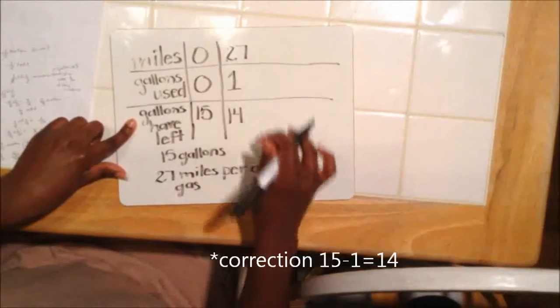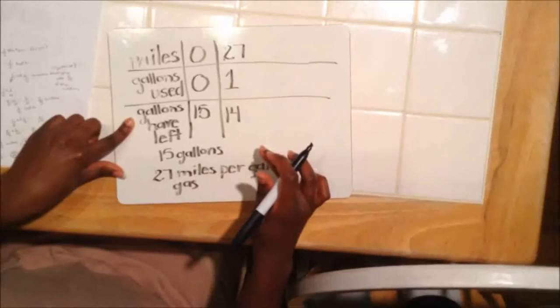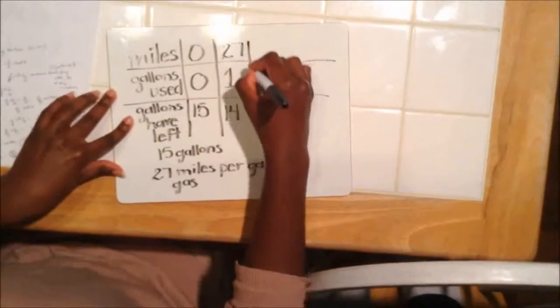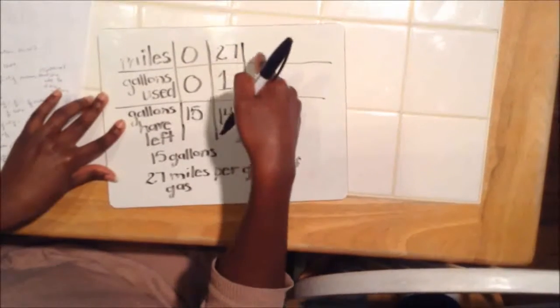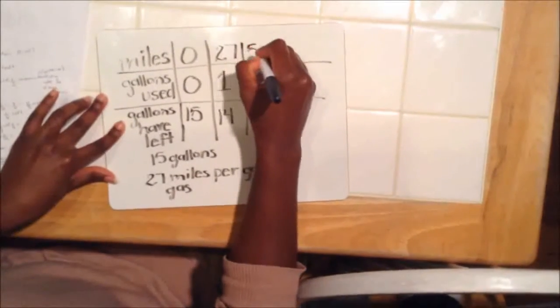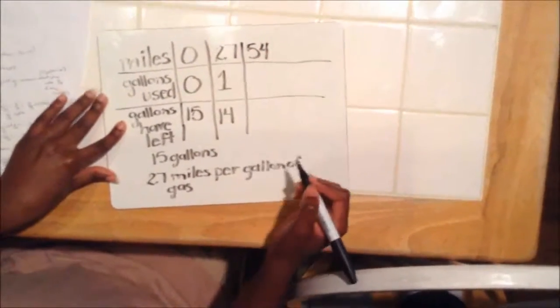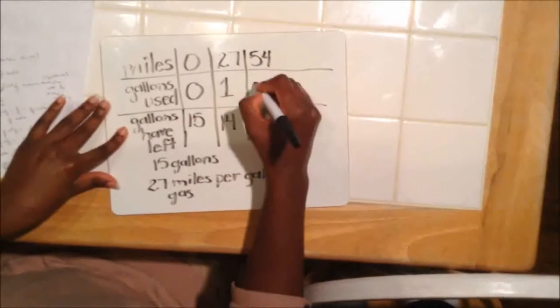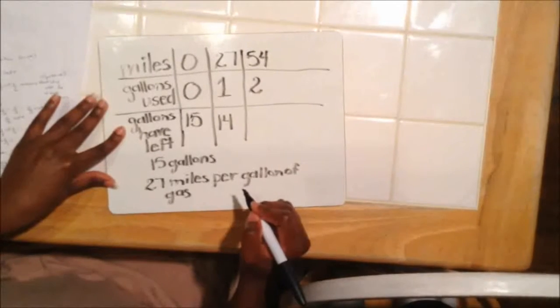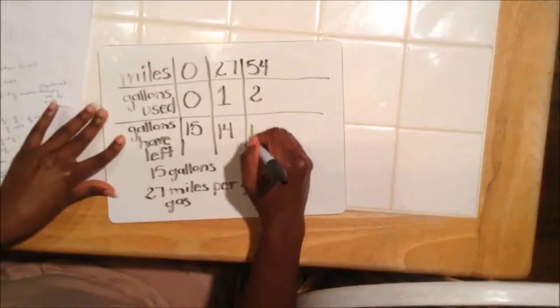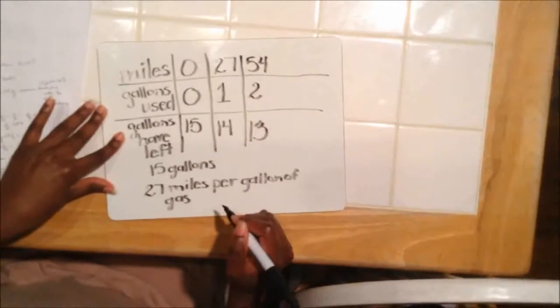I'm going to do 2 more columns just so you'll be able to get the idea. Let's say I travel another 27 miles. So 27 plus 27 is going to give me 54. At this point, I've now used 2 gallons of gas, and the amount of gallons that I have left is going to be 15 minus 2, which is 13.